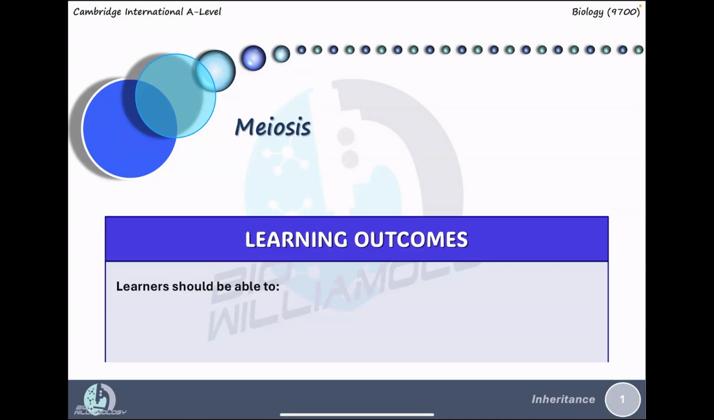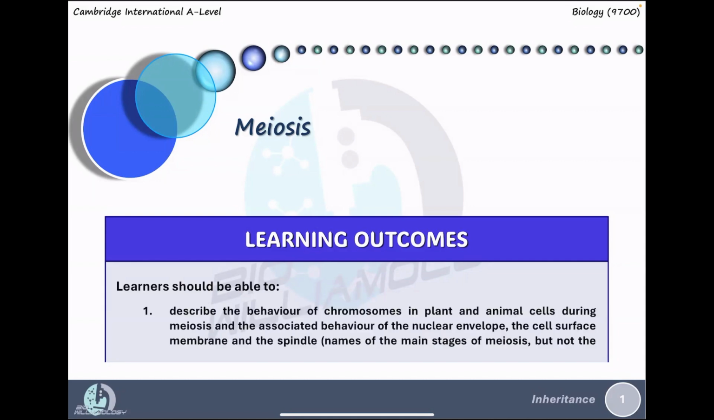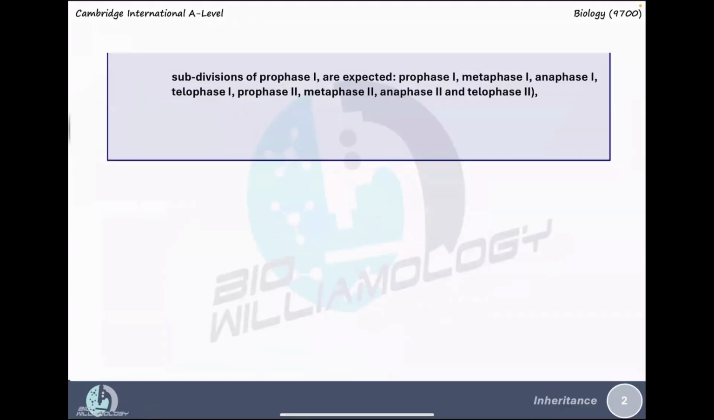In this lesson, we will explore an overview of meiosis. At the end of this lesson, you will be able to describe the behavior of chromosomes in plant and animal cells during meiosis and the associated behavior of the nuclear envelope, the cell surface membrane, and the spindle.